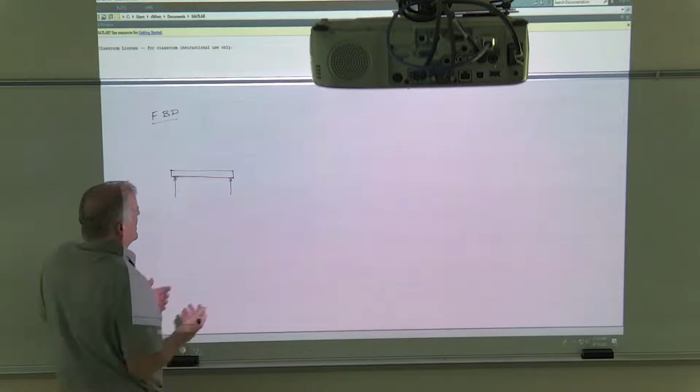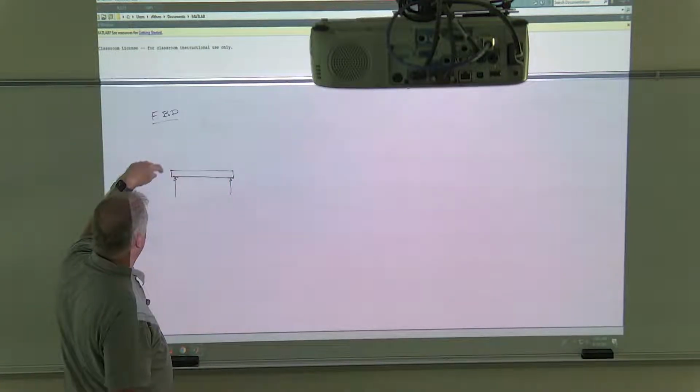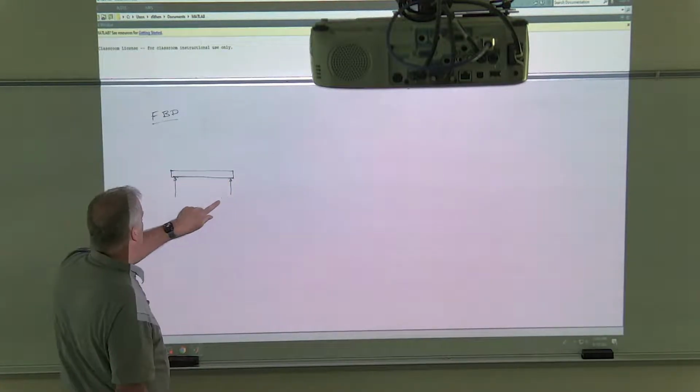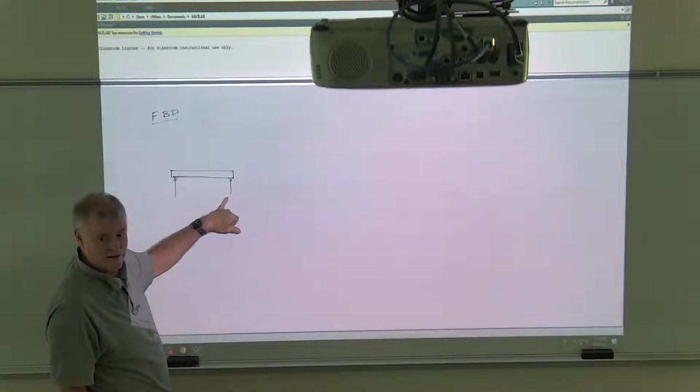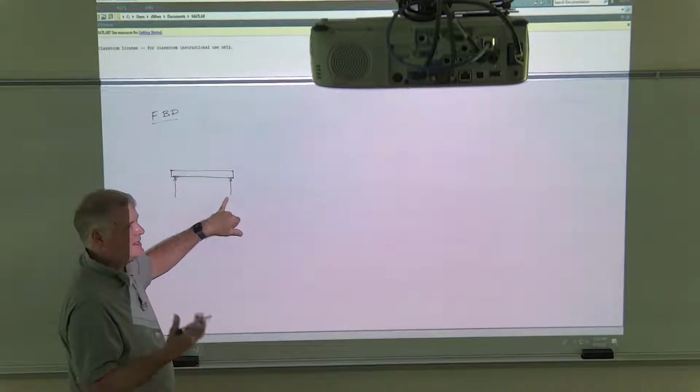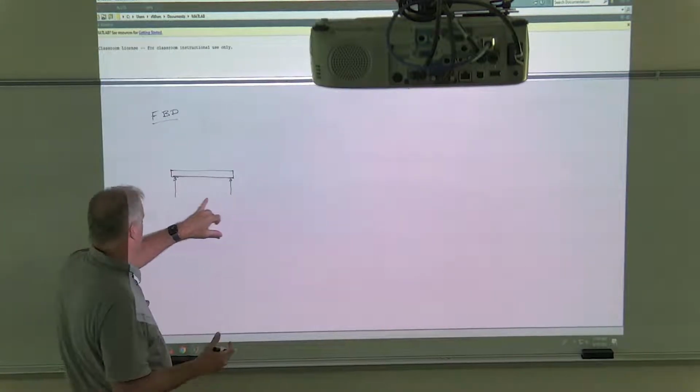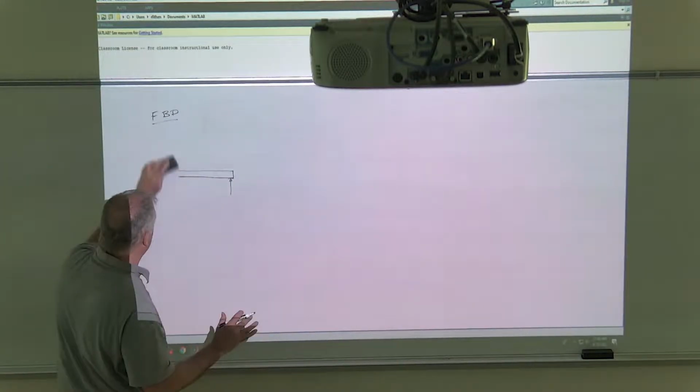And that's what a free body diagram is. You're freeing it of its supports, but then you're identifying all the supporting locations. And technically, your next step is to find out what those values are. So that's all it is.